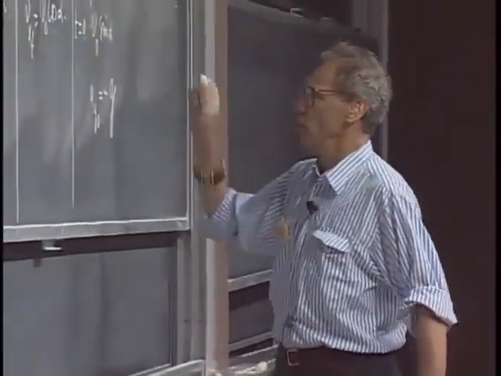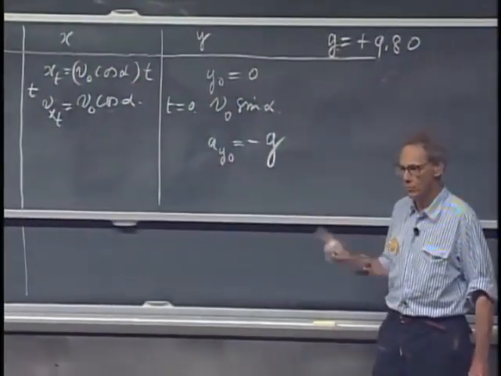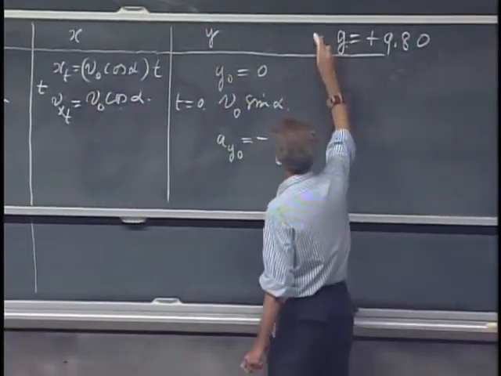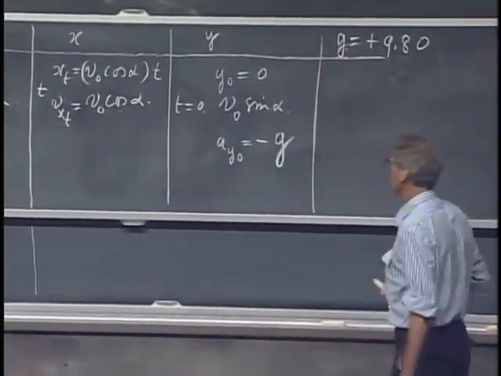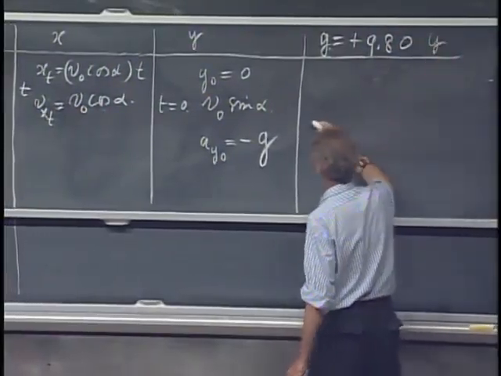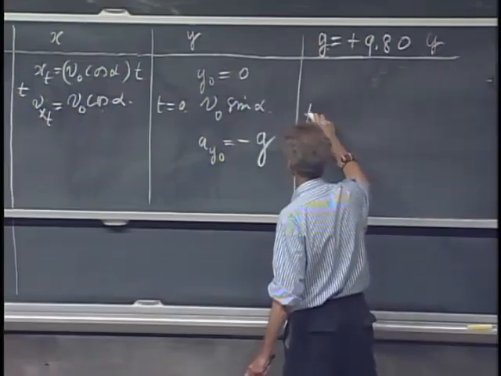Minus 9.8, which I will also say always call minus g, because my g is always positive. So it is minus g. So that tells the story at t equals 0 in the y direction, and now we have to complete it at time t equals t.